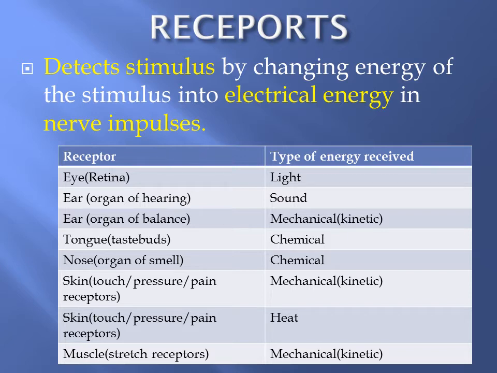So here, the eye, the retina, converts light energy into nerve impulses, and the ear converts sound energy into nerve impulses. The ear has another function also. Apart from hearing, it is responsible for balance. So there, mechanical or kinetic energy is converted into nerve impulses. And the tongue has taste buds, so the tongue converts chemical energy into nerve impulses.